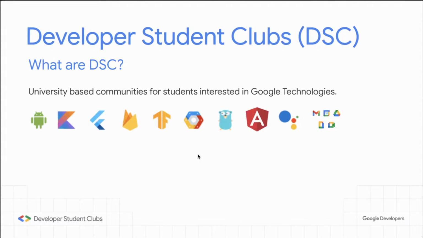Developer Student Club Victoria University. What we do as a Developer Student Club is we host events, workshops, hackathons, study jams, which can be Android study jams, cloud study jams, machine learning study jams. And we also run events, workshops, and hackathons on different topics like app development, cloud technology, machine learning, artificial intelligence, web, and others.